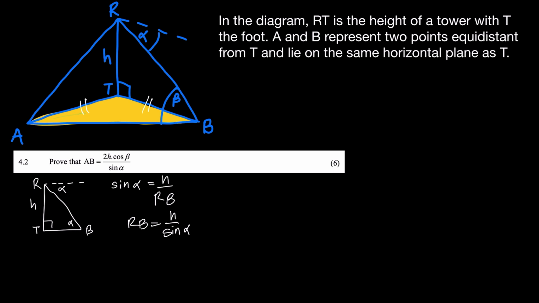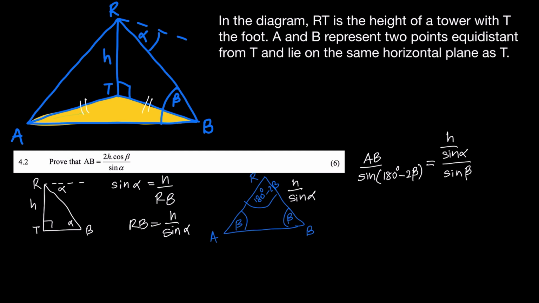Now let's look at this in terms of the big triangle. So the big triangle RAB, we know that A and B are beta and beta. We just worked out that R is 180 minus 2 beta and RB is h divided by sine alpha. Now we want AB, so we can use the sine rule to work out AB. So we can say that AB divided by the sine of the angle across it, which is 180 minus 2 beta, is equal to h divided by sine alpha divided by sine of the angle across it, which is sine beta. We can then simplify.